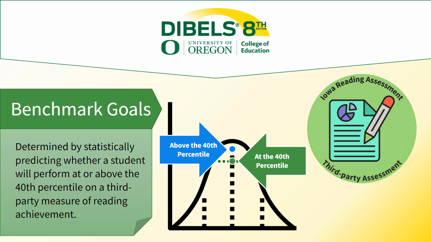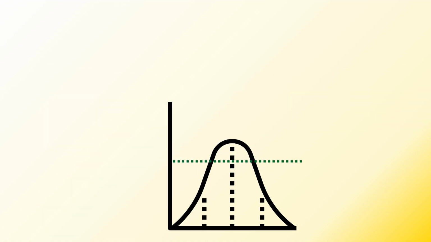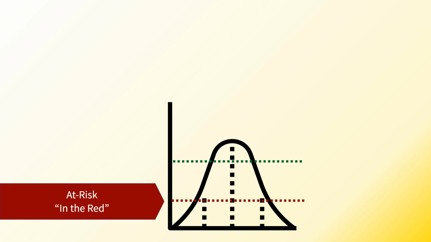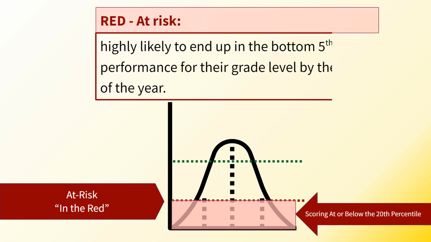So the benchmark represents the point at which we're reasonably confident a student will perform at or above average. It's important to note that the at-risk category, the one we often refer to informally as in the red, predicts performance at or below the 20th percentile. If a student is performing well below benchmark, or in the red, we know that they are highly likely to end up at the bottom fifth of performance for their grade level by the end of the year.